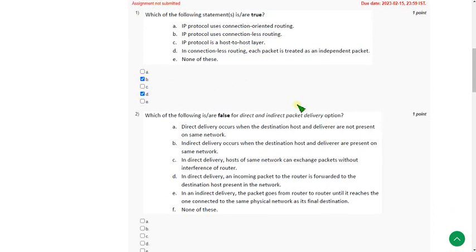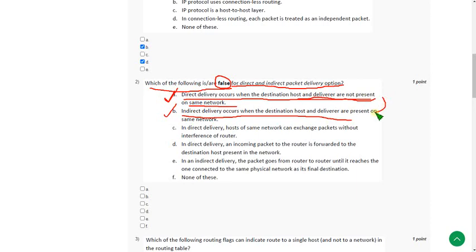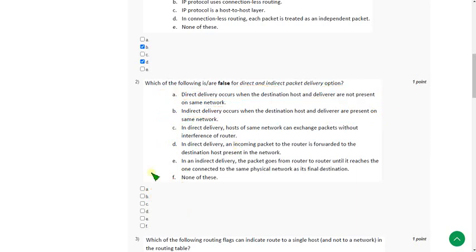Moving on to the second one. Which of the following is or are false? They are asking for the false ones for direct and indirect packet delivery. So the solutions for the second question are option A: direct delivery occurs when the destination host and deliverer are not present. Actually, direct delivery occurs when both host and destination are present on the same network, but the given statement says not present. So it is a false option, and hence it is a solution for this question. And also option B. Actually, these are reversed. They give reversed statements, so these are false and everything else is correct. So option A and option B are the answers. So mark A and B.